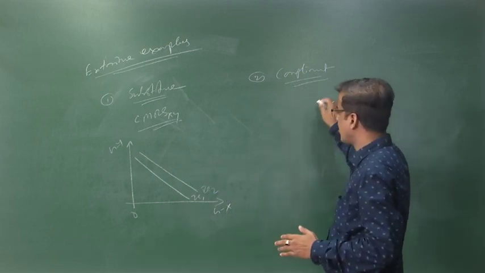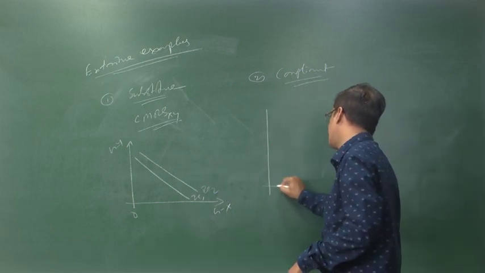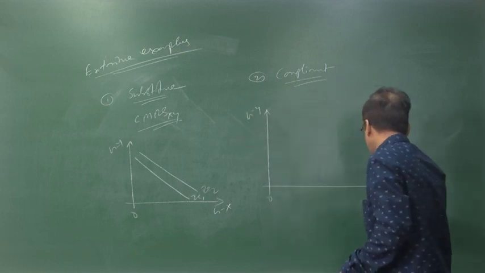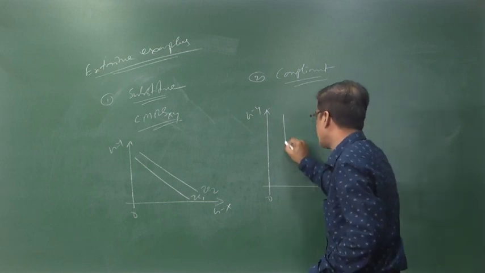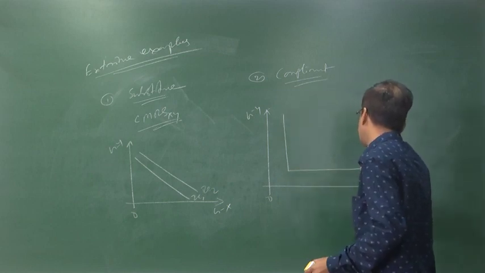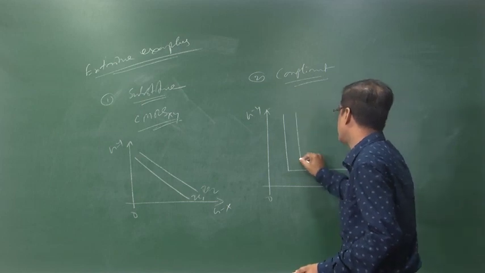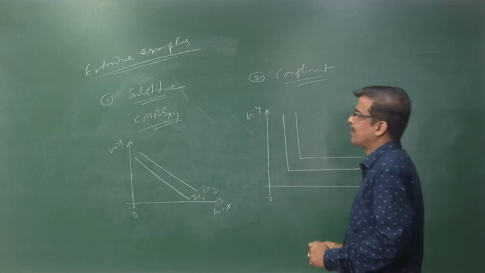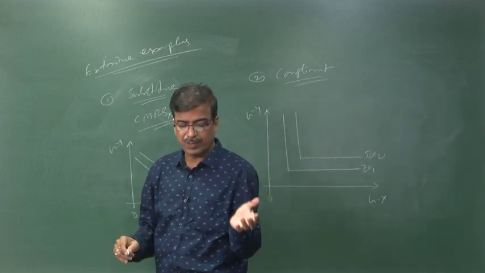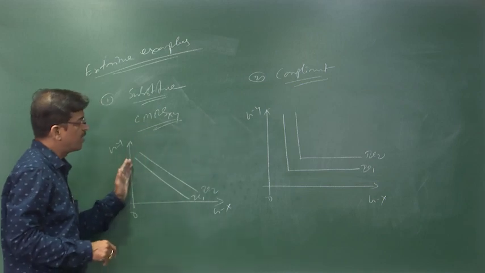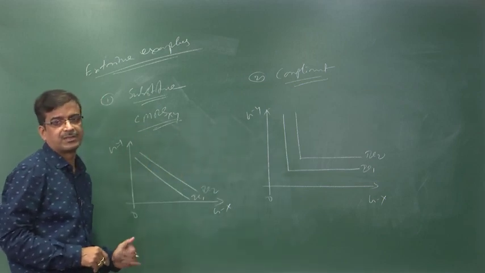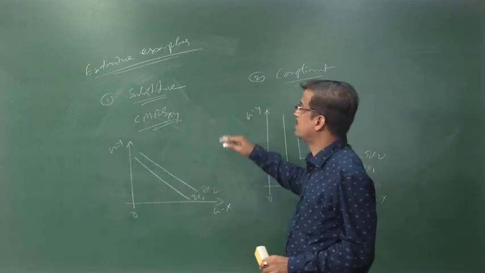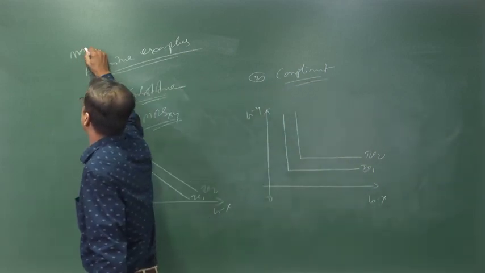But if they are complements to each other, in that case the indifference curve takes the shape of a right angle. This is good y, this is good x. It will always take a right angle shape like this. IC1, this is IC2 and so on. These are the two extreme examples. Why is it so? Because the products are substitutes here and complements there. Got it?